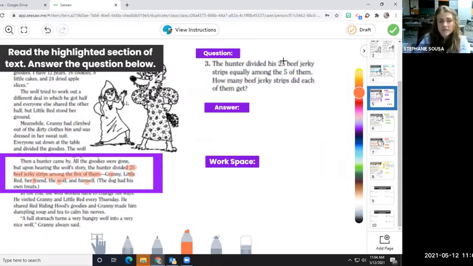Our question is, the hunter divides 25 beef jerky strips among 5 friends. How many beef jerky strips did each of them get? Okay, so let's take a look here. Our answer is going to have our equation. 25 beef jerky strips divided by 5 people is equal to variable, question mark. We don't know.